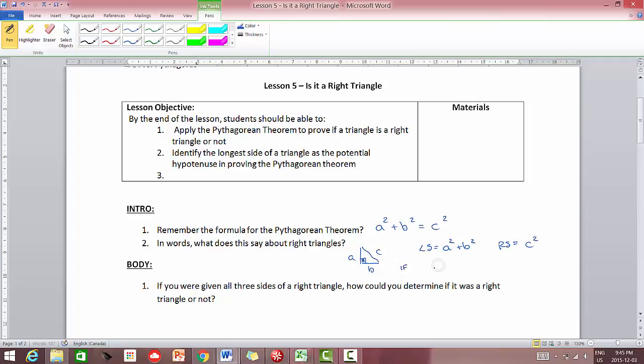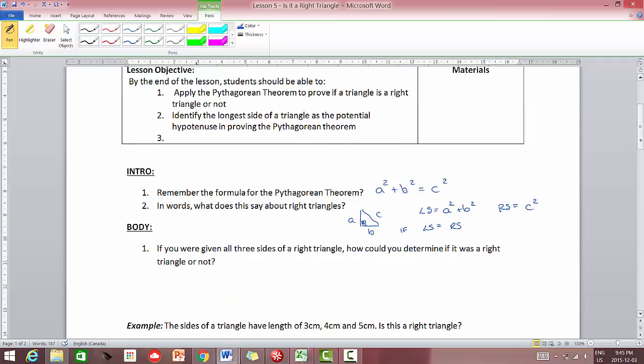If left side equals right side, then we have a right triangle. So that's what we're just going to put down here. If you were given all three sides of a triangle, how could you determine if it was a right triangle or not?